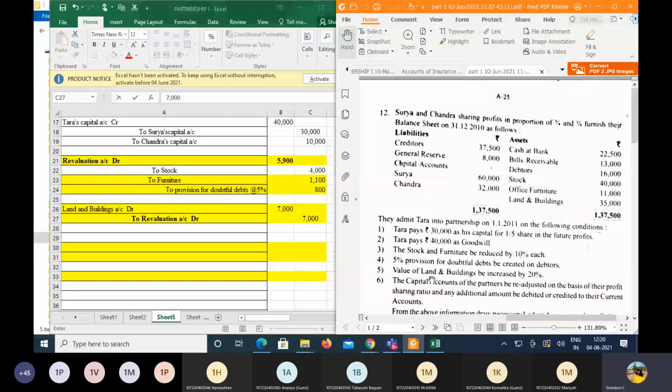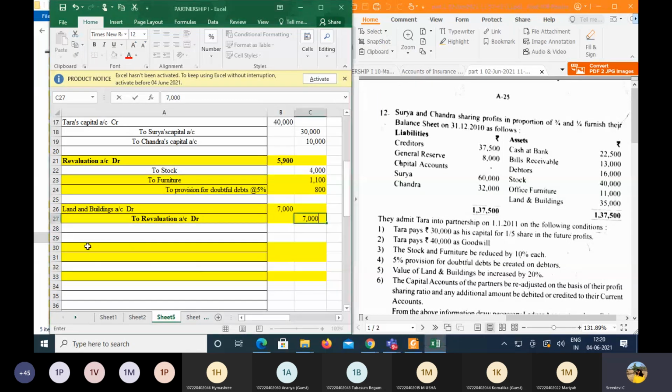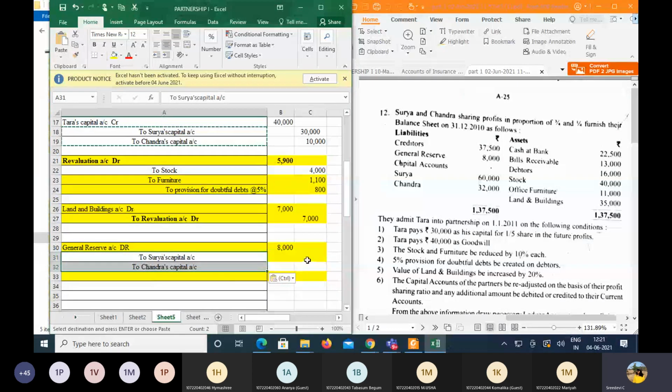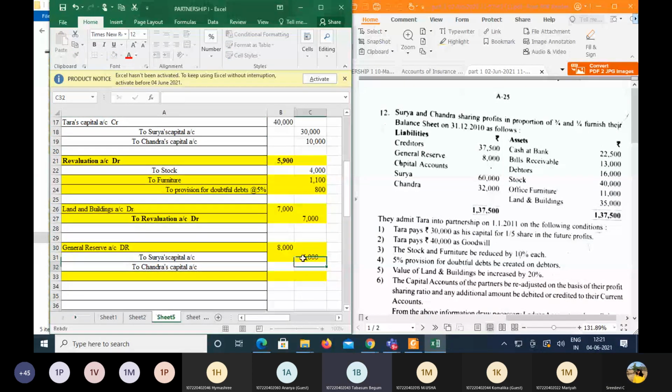Now before we go for preparing the ledger accounts, we should also transfer the general reserve, if there is any. Here we have a general reserve, and the amount is 8,000. This amount will be transferred to the capital accounts of the partners. In which ratio are we going to transfer this amount? 3:1. Good. Now divide this amount and quickly tell me the total. How much is it? 6,000 and 2,000. Anything else? So I think we can now go with the ledgers.